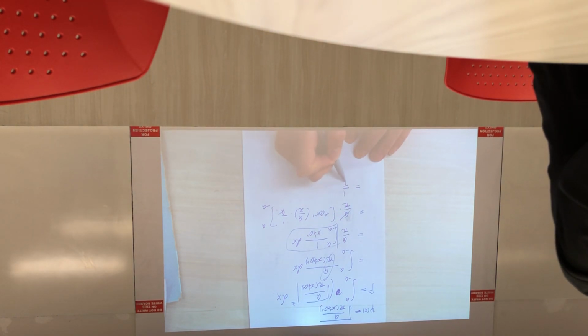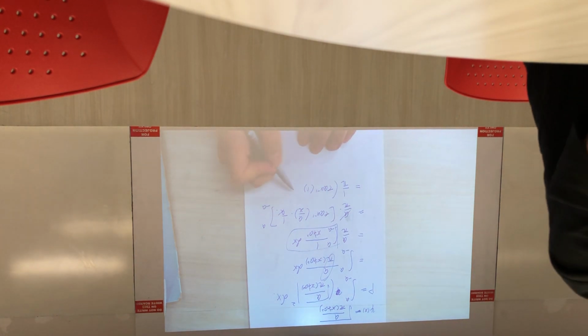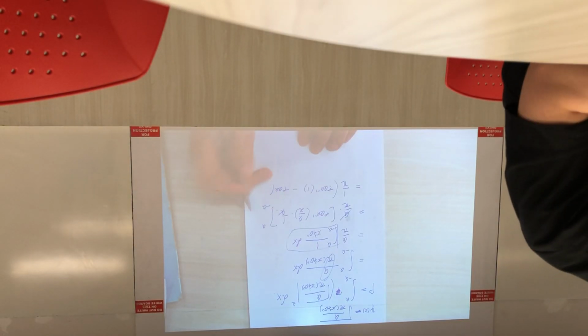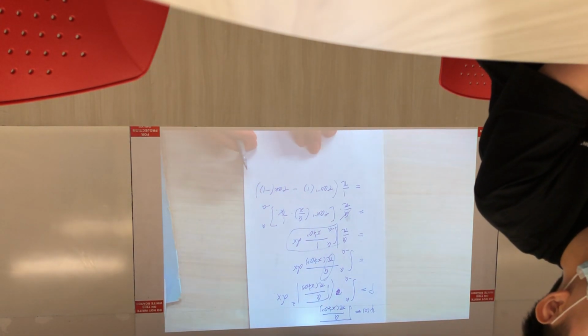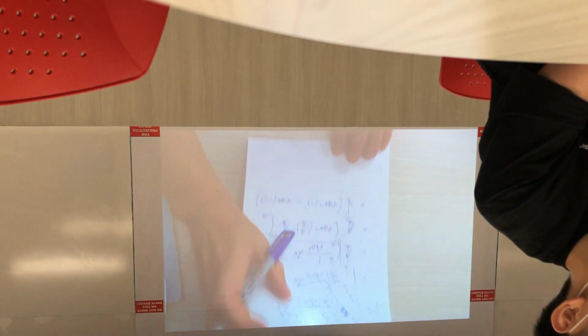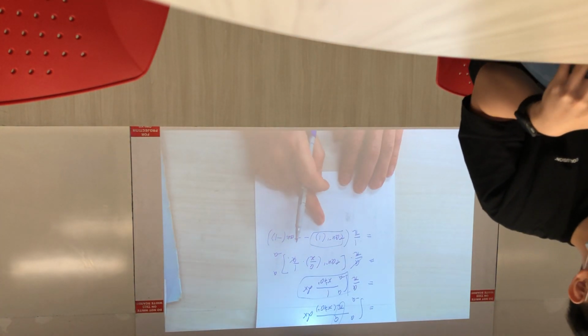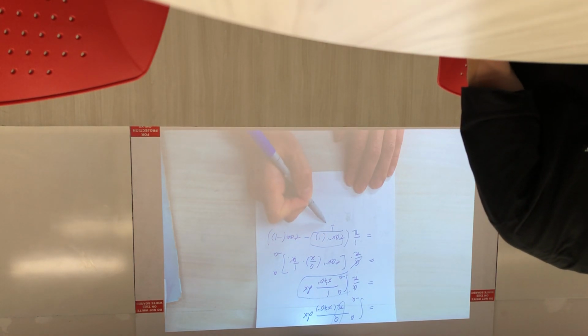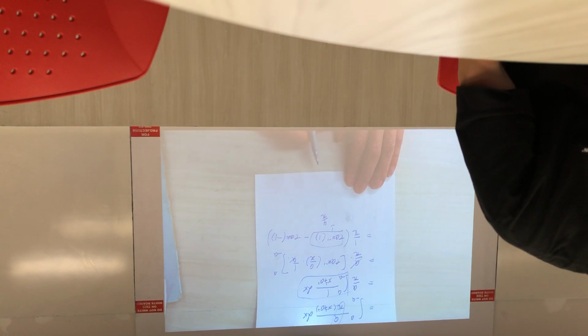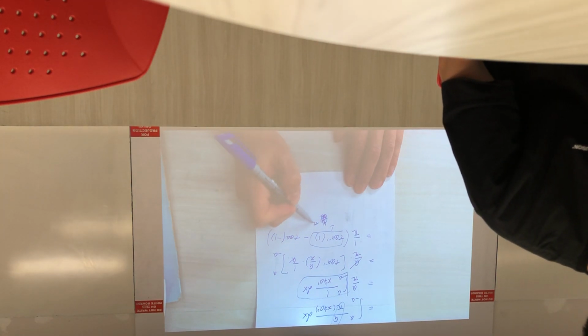The a will go away, so I am left with 1 over pi. And the arctangent of a over a equals arctangent of 1, and then the arctangent of minus a over a equals arctangent of minus 1. So what is the arctangent of 1? The arctangent of 1 is pi over 4.